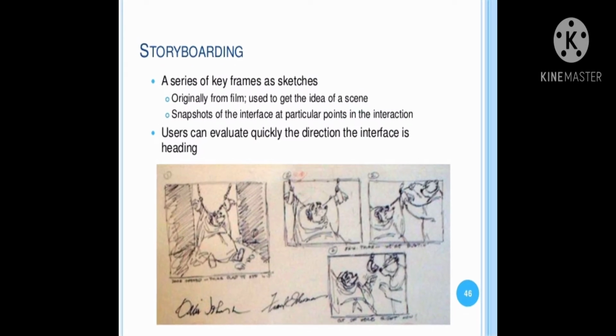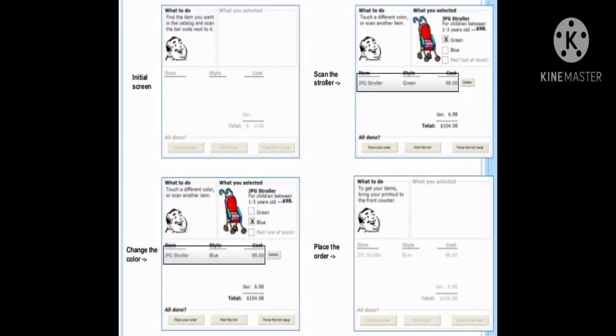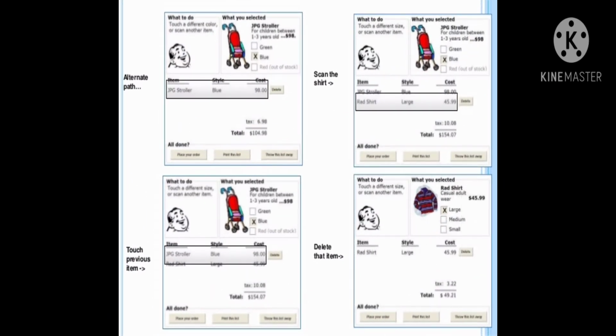Storyboarding: a series of keyframes as sketches, originally from film, used to get the idea of a scene. Snapshots of the interface at particular points in the interaction. Users can evaluate quickly the direction the interface is heading. Initial screen, change the color, scan the ruler, place the order. Alternate path: touch previous item, scan the shirt, delete that item.